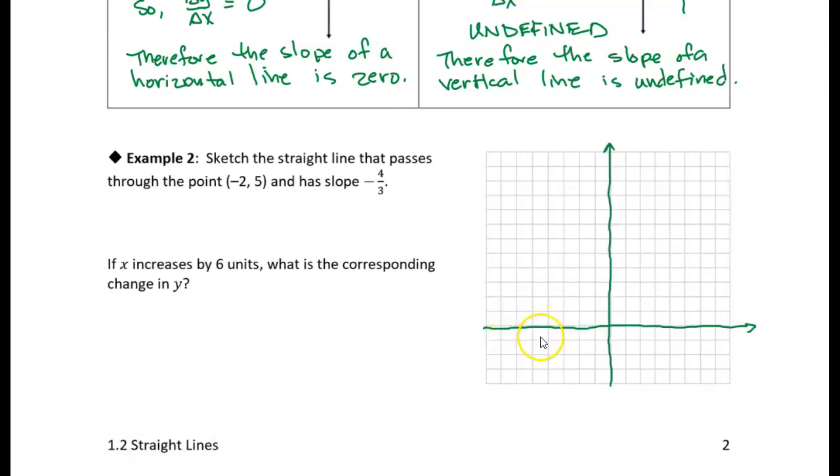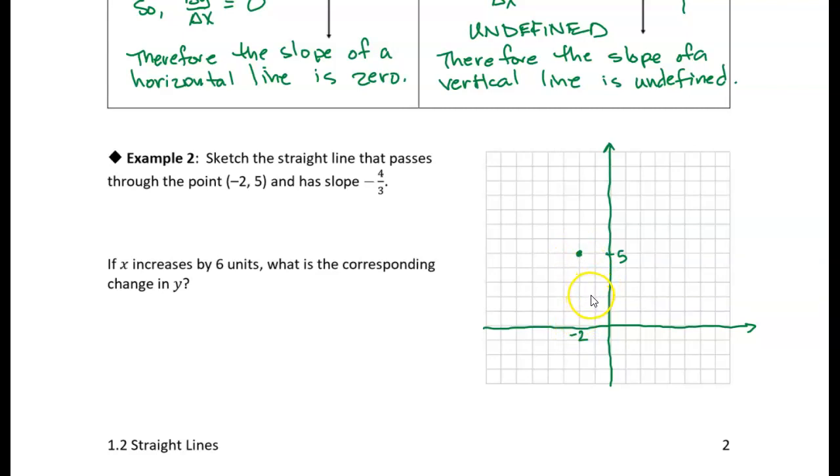So there are my axes, and I want to plot this point -2, 5, and I'm just going to assume that each one of these grid lines is 1 unit. So this would be -2, right? And then I would need to go up 5 units to +5. All right, so the point -2, 5 is going to be right here.